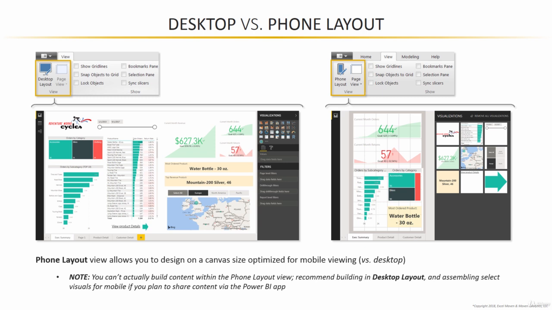So, important thing to note, you don't actually do any building of content within the phone layout view. You build in the desktop layout and then switch into phone view and kind of assemble your pieces and resize within that new constricted canvas. Now, this really won't come into play until you start getting into Power BI service and publishing, but because it is an option in Power BI desktop, I wanted to quickly cover it here. So let's quickly whip up a mobile optimized version of our exec summary.